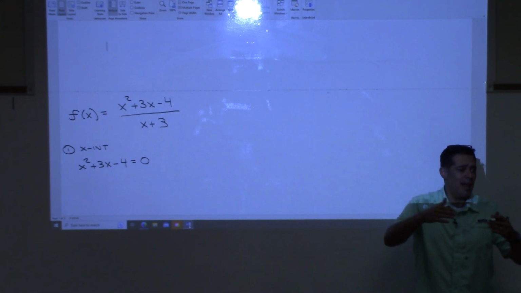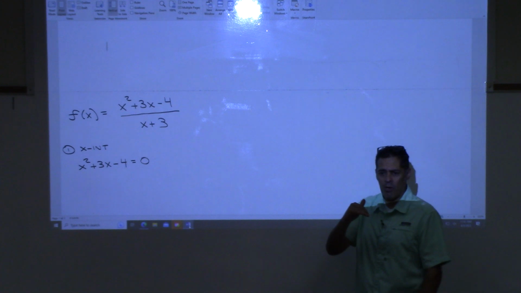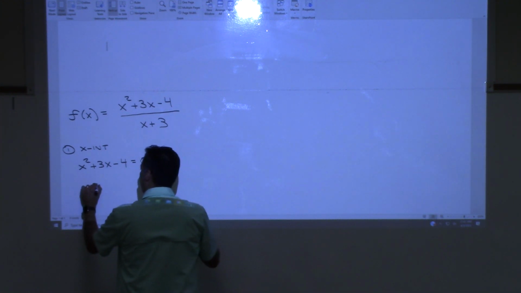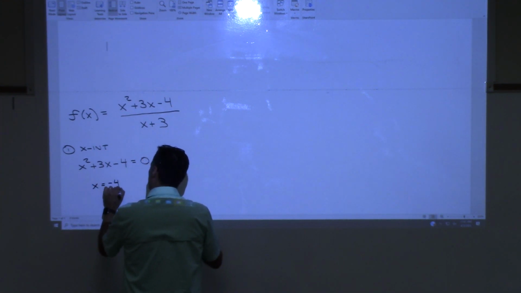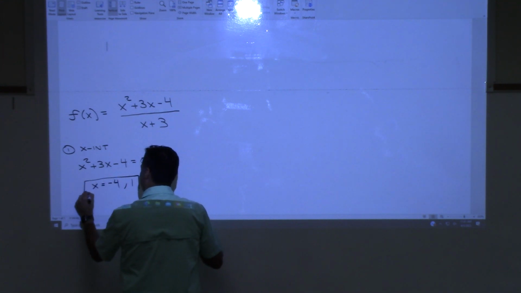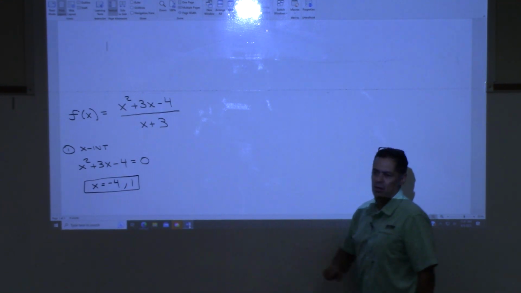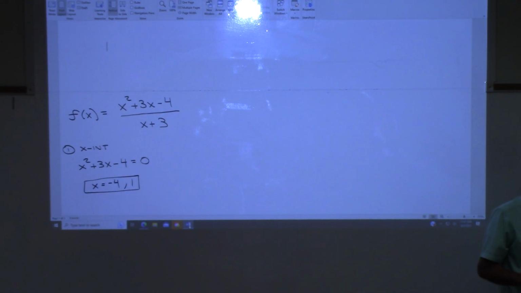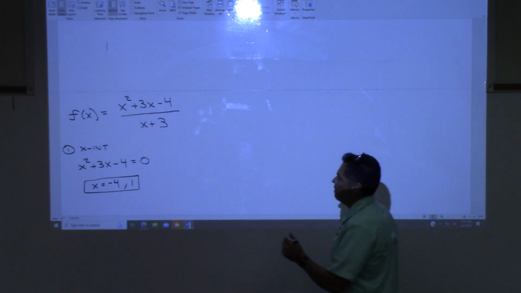Since we've already done that, can I just go right to the answers without showing the work? Is that all right? Okay, the answers we got here were -4 and +1. What are these going to be on our graph? Points on the x-axis, right? Okay, let's do step 2.